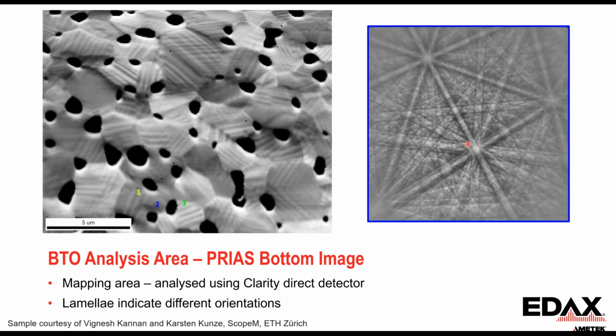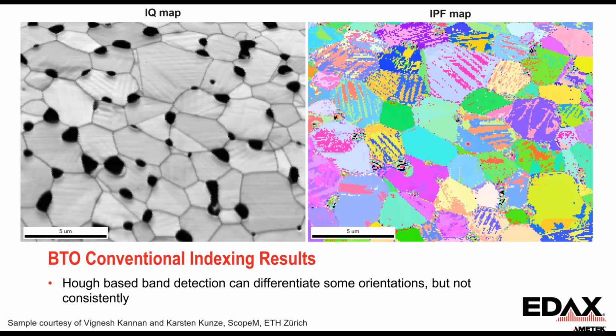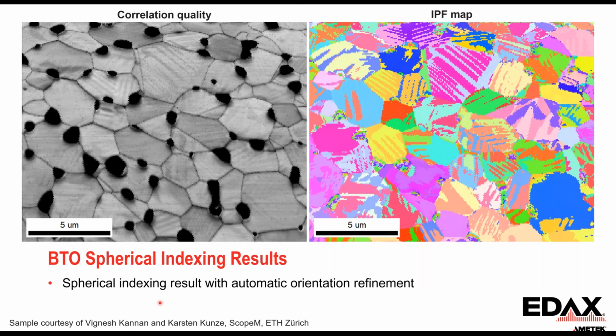So we try to do this with traditional Hough indexing. It sort of starts pulling it out, but it's not consistent. And so what we wanted to try to do is if we apply spherical indexing to this, we see that it does improve the indexing result on the material using the spherical indexing approach. So it's kind of an exciting new application for combining the spherical indexing and the dictionary indexing and the pattern simulation from what we call our OIM Matrix package with the pattern quality we can get with the Clarity.